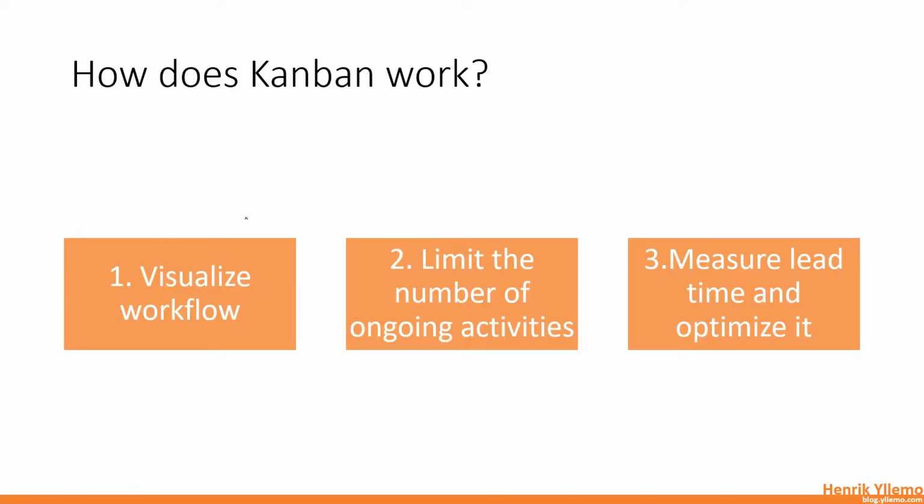Really, it comes down to three principles here, which define how Kanban actually works. The first one is to visualize the workflow. The second one is to limit the amount of ongoing activities, so you can keep the amount of activities at the same time at a certain number. And also measure the lead time and optimize the lead time. These are the three key principles of Kanban.